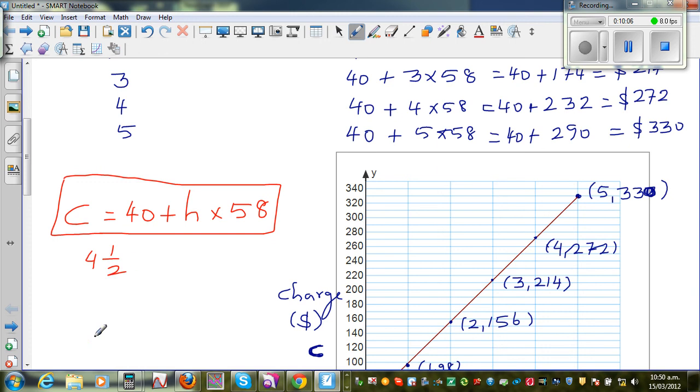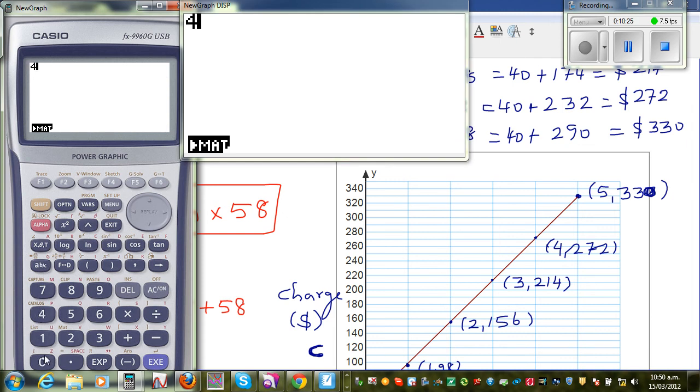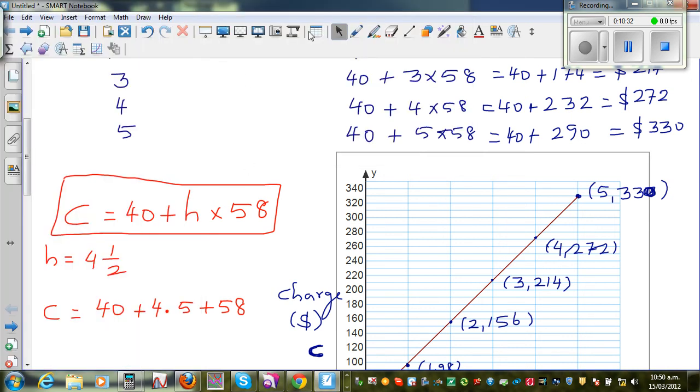She just has to look at this equation and say, well, your cost would be 40 plus, in place of H, you can put 4.5, times 58. Then she will get her calculator out, and go 40 plus 4.5 times 58. And that's how people work. She will say, well, you have to pay me $301 for my technician fees, and plus, of course, whatever GST is to be added.